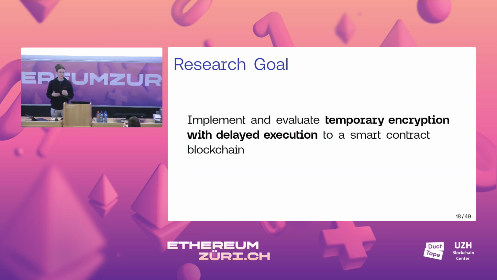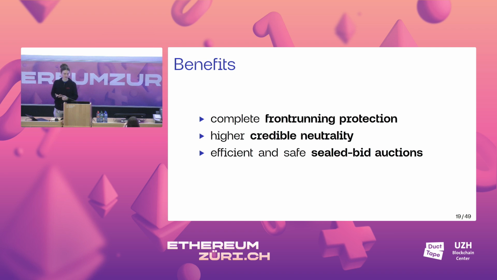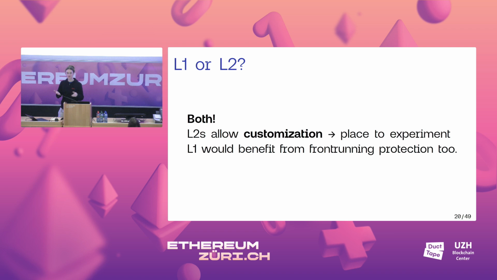Now, the research goal we set out to do is to implement temporary encryption with delayed execution, which is another name for our proposal, on a smart contract blockchain. The expected benefits of such an approach are, first of all, complete front-running protection. We also would have higher credible neutrality because the consensus group would not be able to arbitrarily make decisions based on transactions because they're encrypted. And we want to show that we can implement efficient and safe sealed bid auctions on top of the new system. Now, should you do this on an L1 or an L2, we are agnostic with regards to this. They can both have benefits.